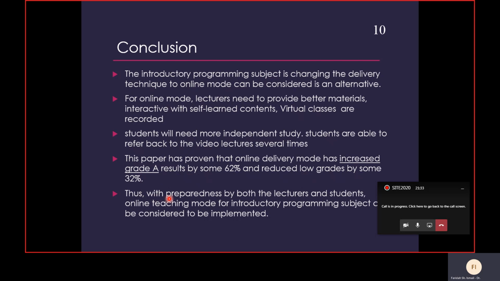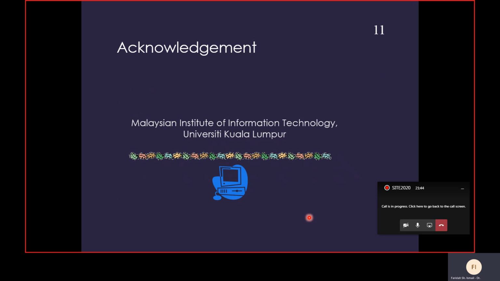Okay, thus with preparedness by both lecturers and students, the online teaching mode for introductory programming subjects can be considered to be implemented.